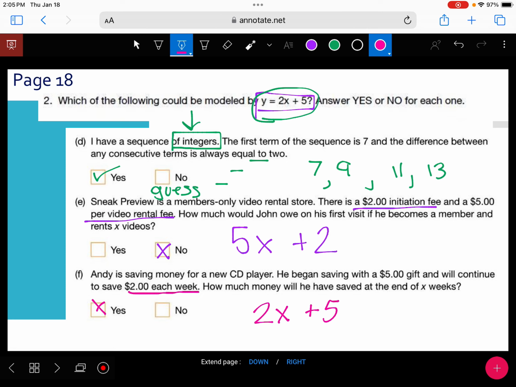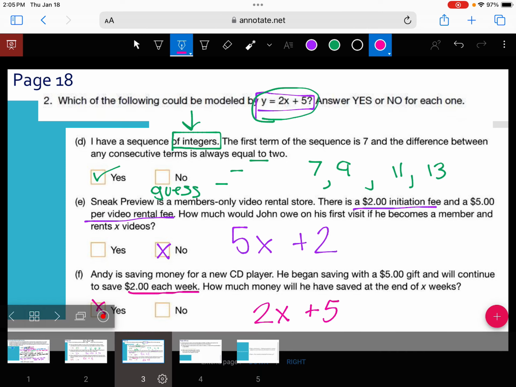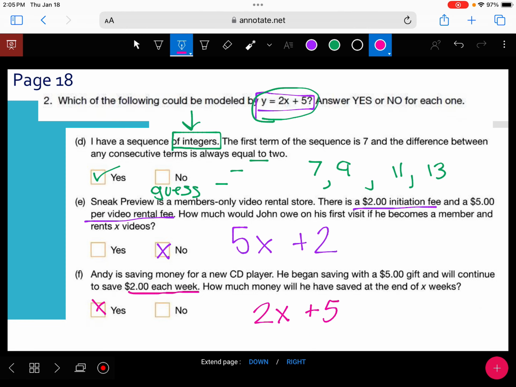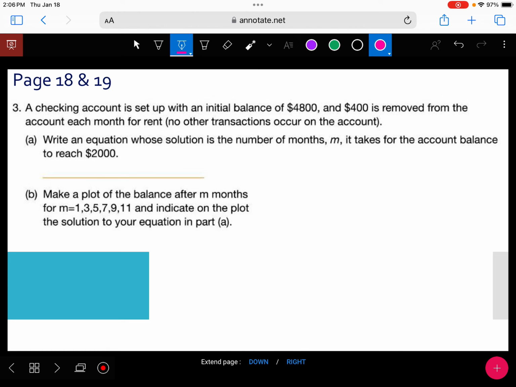Okay? We have one more piece for today, which is the very bottom one. It doesn't look like it's going to take a ton of time, but the graph on the next page is also for it. So we're going to have to open sideways. Because what we have here is a checking account. It's set up with an initial balance of $4,800. And $400 is removed from the account each month for rent. We are going to write an equation. We are going to make a plot. And we are going to figure out an equation for it to reach 2,000.